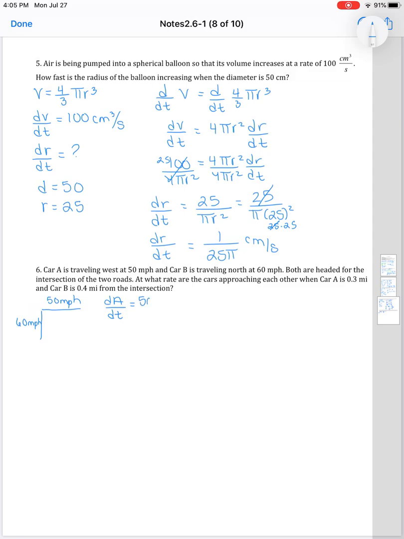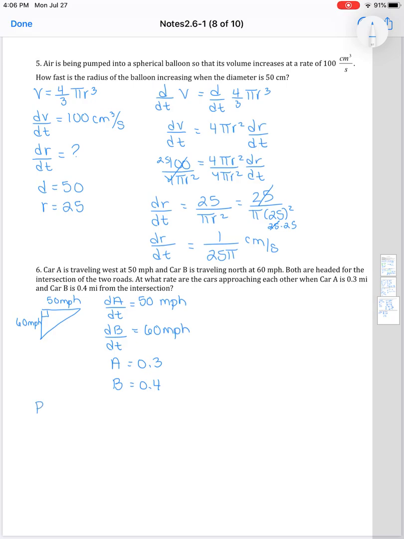All right, last and final one, changing it up again. So car A is traveling west at 50 miles an hour. Car B is traveling north at 60 miles per hour. And they're headed for the intersection of the two roads. At what rate are the cars approaching each other when car A is 0.3 and B is 0.4 miles away from the intersection? Okay, so we're talking miles per hour, so we're with respect to time.